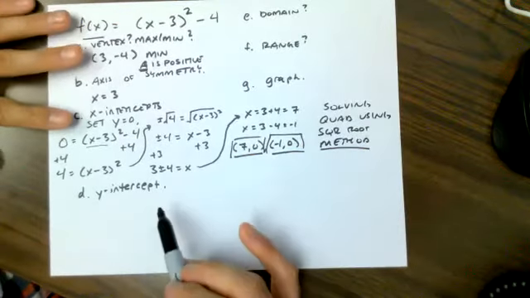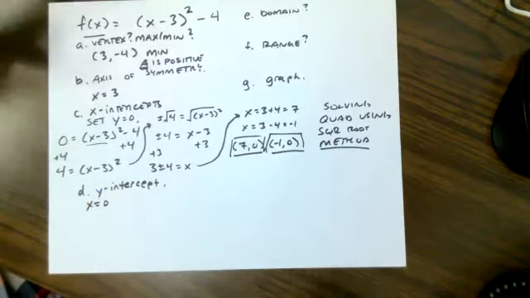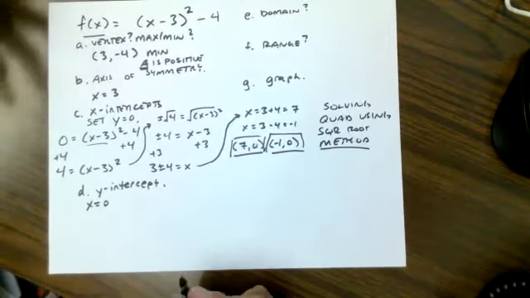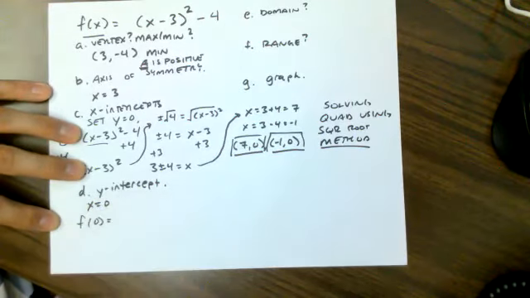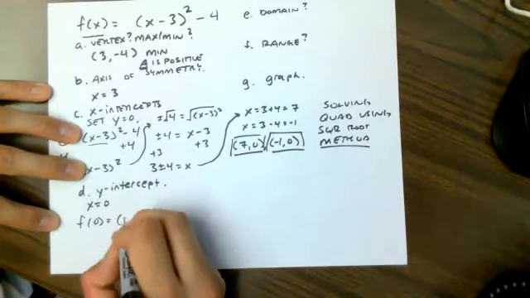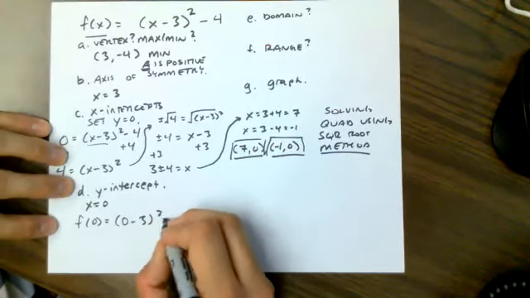Now the y-intercept is a little easier, I think, because you just have to put in x equals 0, right? The y-intercept occurs whenever x equals 0. So you get f of 0 equals, remember, go up to this equation, (0 minus 3) squared minus 4.